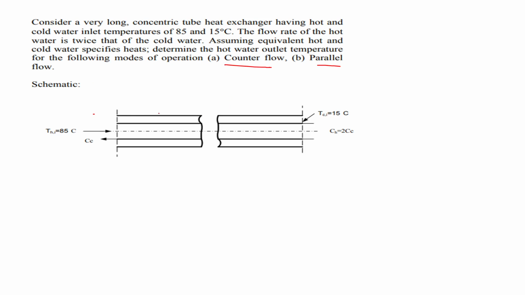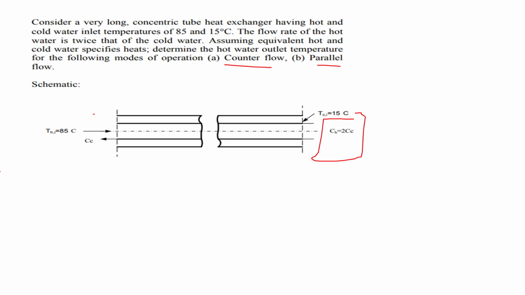The schematic representation is given here. So T_h,i is given as 85 degrees Celsius and T_c,i is 15 degrees Celsius, and the specific heat relation is also given, C_h is equal to 2 C_c. The inlet temperatures are given. Here we have to assume three conditions: equivalent hot and cold water specific heats, negligible kinetic and potential energy changes, and no heat loss to the surroundings. Then we go to the analysis.